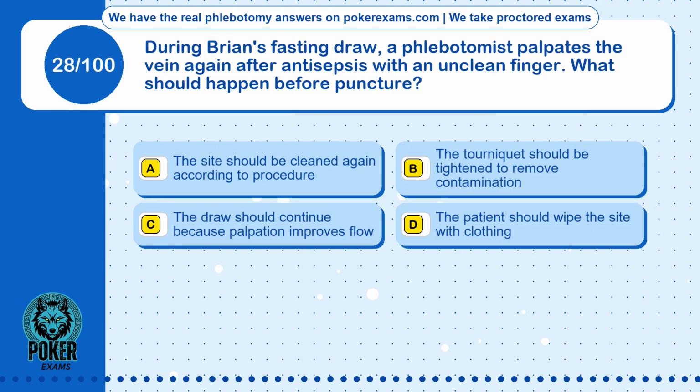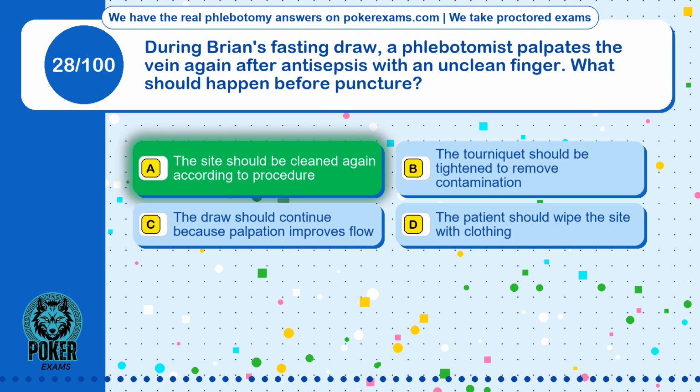Question 28. During Brian's fasting draw, a phlebotomist palpates the vein again after antisepsis with an unclean finger. What should happen before puncture? Option A: the site should be cleaned again according to procedure. Option B: the tourniquet should be tightened to remove contamination. Option C: the draw should continue because palpation improves flow. Option D: the patient should wipe the site with clothing.